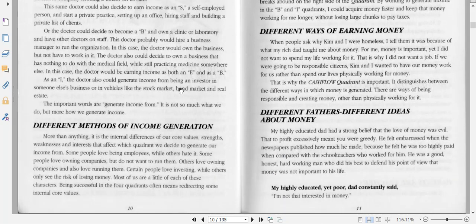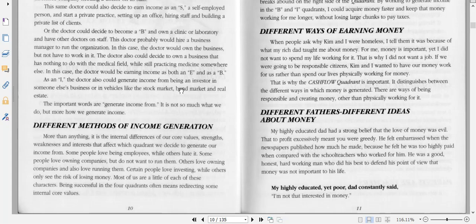Or the doctor could decide to become a business owner and own a clinic or laboratory, having other doctors on his staff. This doctor probably would hire a business manager to run the organization. In this case, the doctor would own the business but not have to work in it. The doctor also could decide to own a business that had nothing to do with the medical field while still practicing medicine somewhere else. In this case, the doctor would be earning income as both an employee and as a businessman.